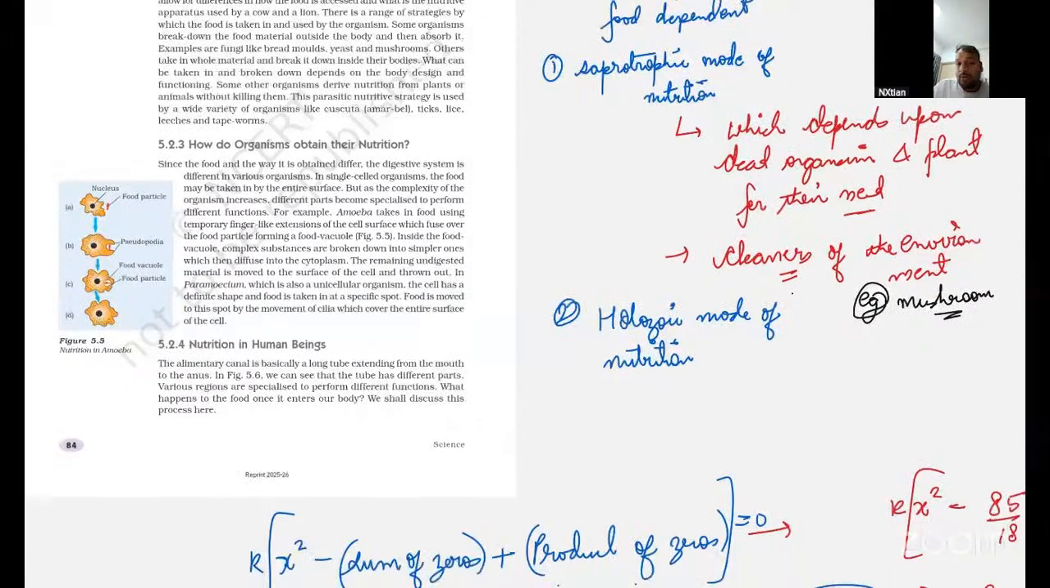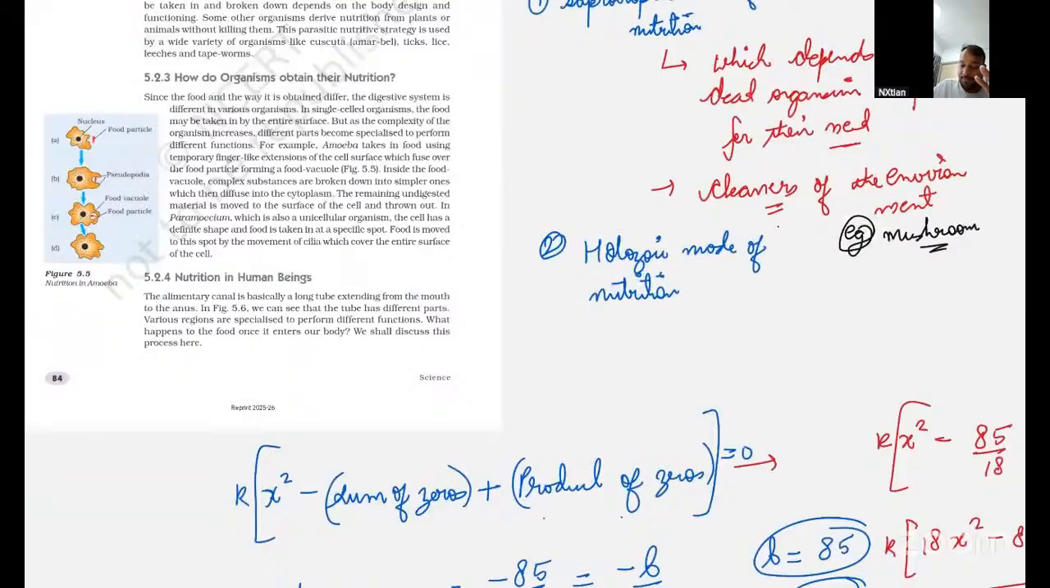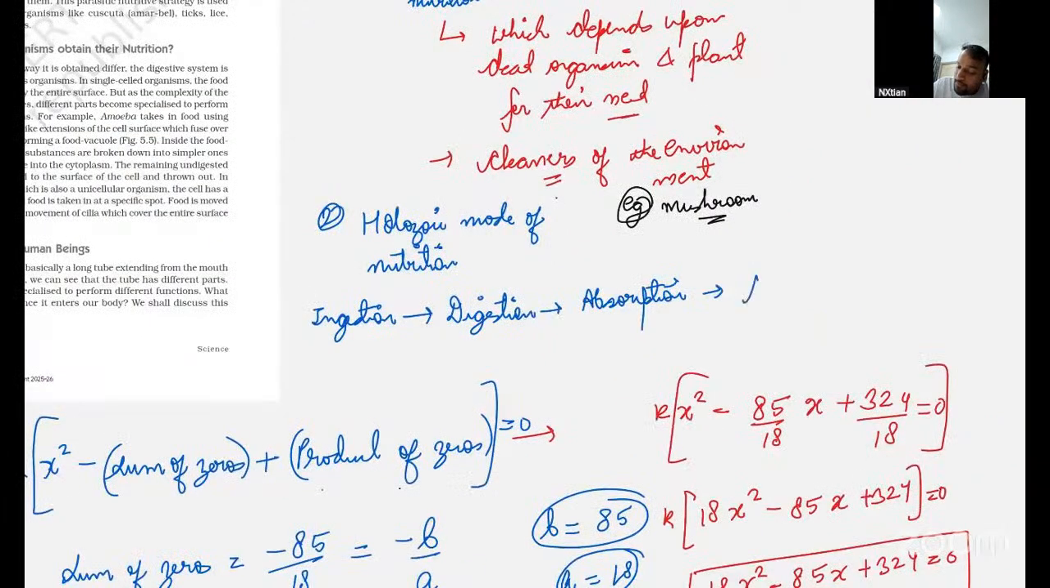Now the second one is holozoic mode of nutrition. See, holozoic mode of nutrition has five steps. First is ingestion. Second is digestion. Third is absorption. Fourth one is assimilation. And the fifth one is excretion.